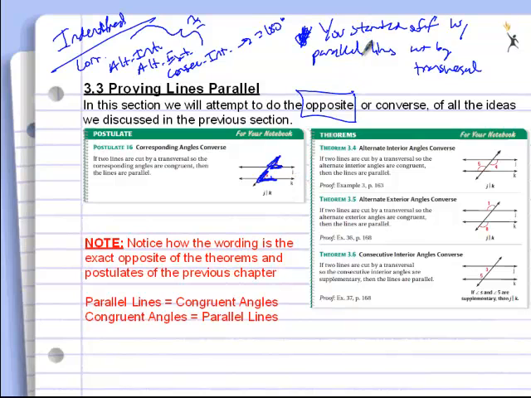Originally, we started off with parallel lines and found out that corresponding angles are congruent. Now we're told if you have 2 lines cut by a transversal and corresponding angles are congruent, then the lines are parallel. We're proving the exact opposite. If you look at the alternate interior angle converse, you see the exact same thing. If you have 2 lines cut by a transversal and alternate interior angles, notice how we have our Z, are congruent, then the lines are parallel. Look at what we're doing here. Lines are parallel. Lines are parallel. Lines are parallel. We've gone from proving things congruent or supplementary to now proving the lines are parallel. Notice how the wording is the exact opposite of the theorems and postulates of the previous section.